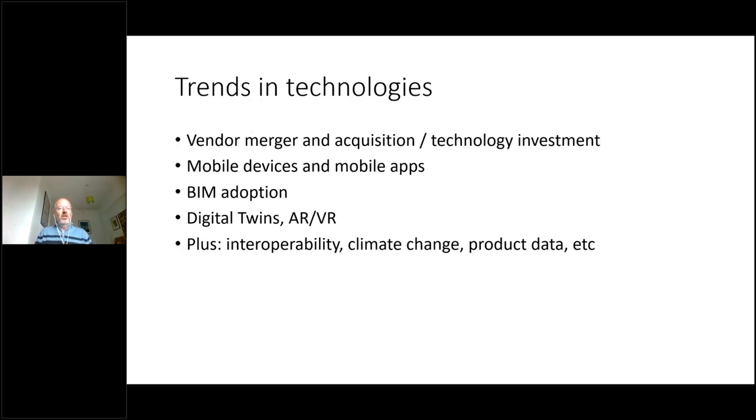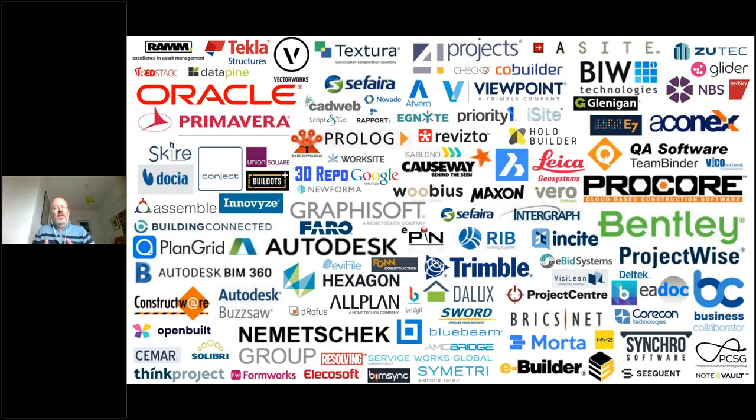I'll also be touching on interoperability, climate change, product data, some of the things that you perhaps heard mention of already. But top of my list really has been the complexity of the market, and I think there was a lot of thinking that we really needed a bit of rationalization of what was a very complex space. We've seen over the past 10 years a considerable amount of merger and acquisition activity.